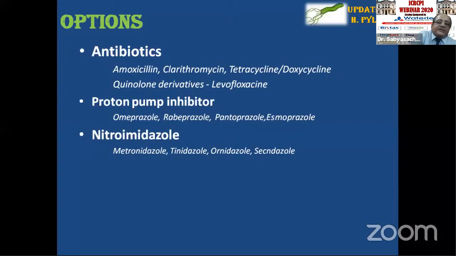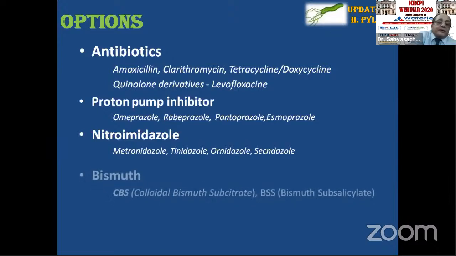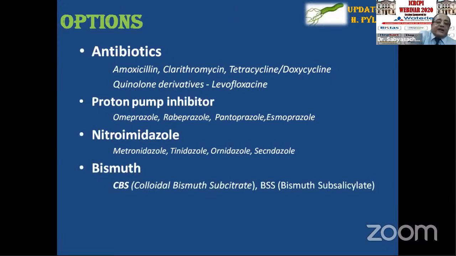Nitroimidazoles: metronidazole, tinidazole, ornidazole, etc. But we have a caveat with it, which we can discuss later on. And bismuth. There are two types of salts available in the world: CBS, colloidal bismuth subcitrate, and bismuth subsalicylate. In this country, BSS was available earlier, but there was a period when nothing was available. Now CBS is available. And then probiotics are very helpful. We'll come to that in a minute in the next slide.